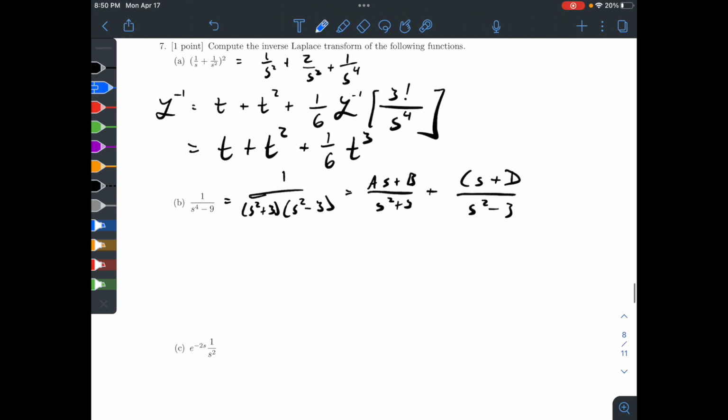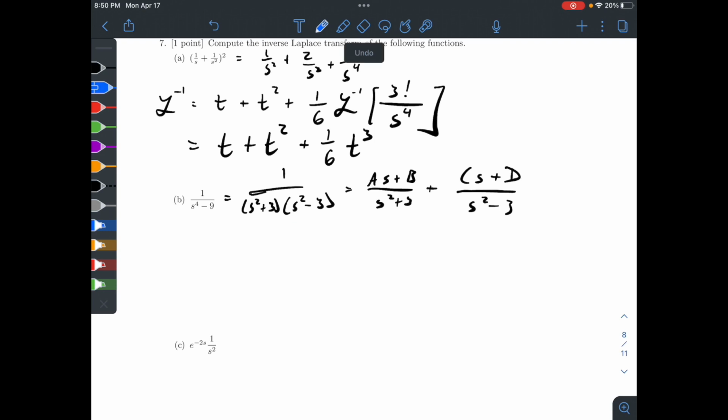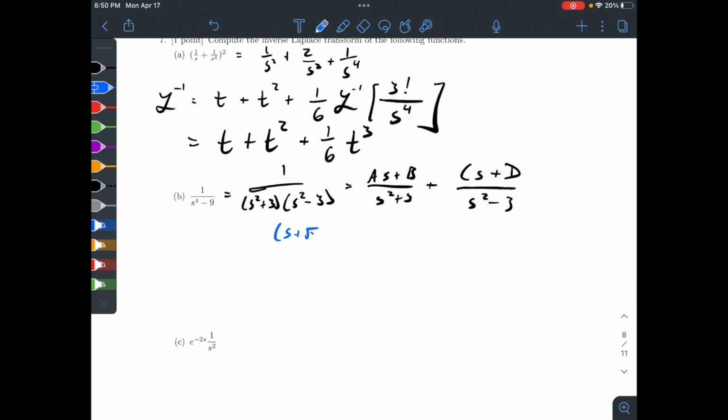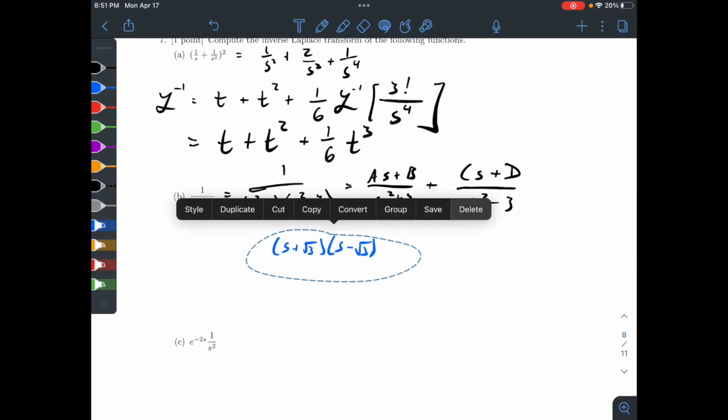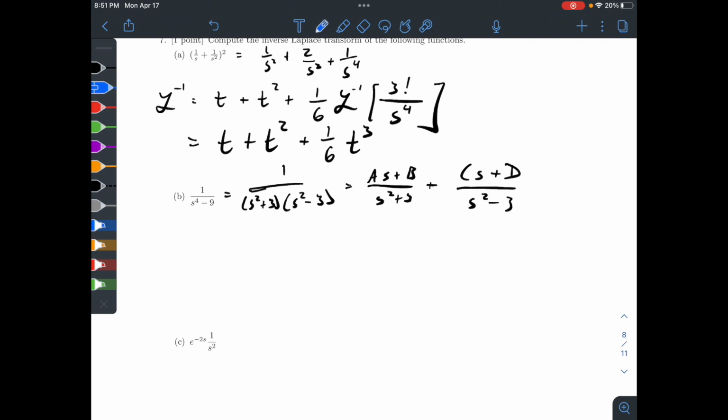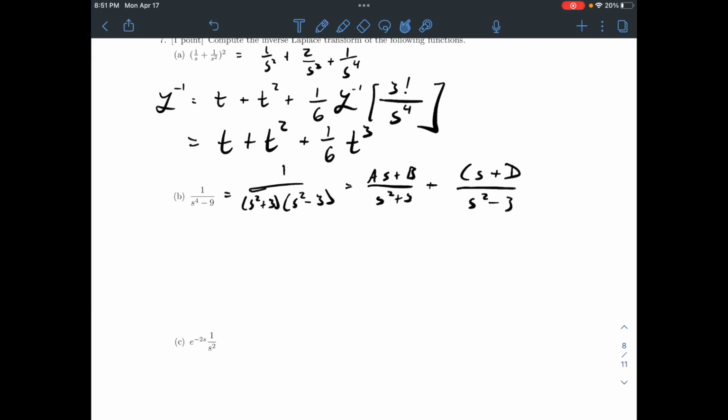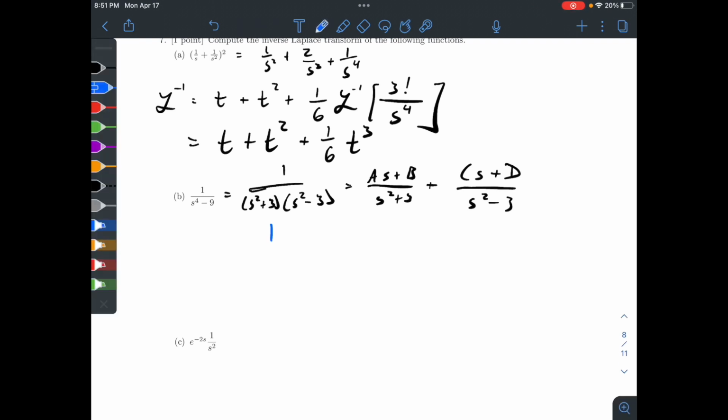I don't know if I'm just getting lucky in this problem by not splitting up the s squared minus 3 into s plus square root of 3 times s minus square root of 3, because it is equal to that. So you could split this up even further like that, but I'm not, and I actually don't know if I'm just getting lucky or not. I just know that this ends up working here. But anyway, we'll do the partial fractions on that one, and then you'll see what happens.